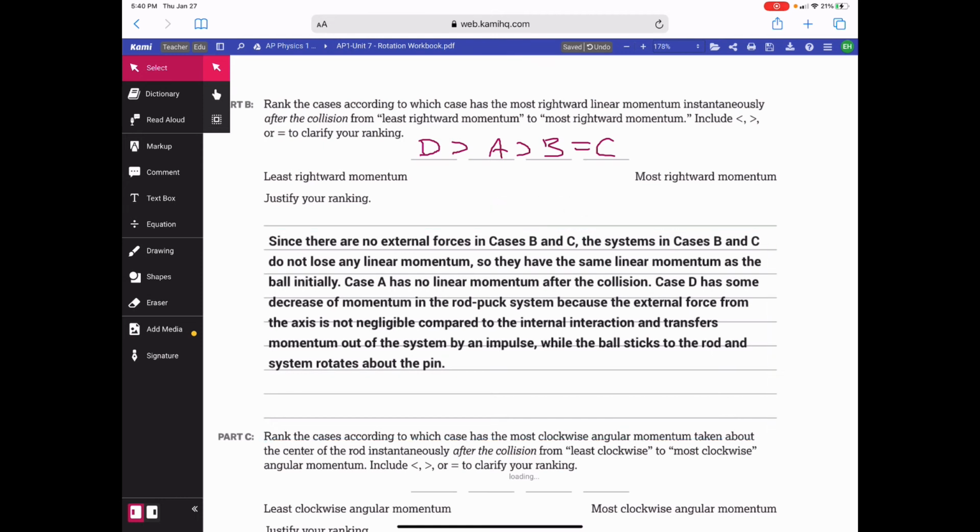Since there are no external forces in B and C, the systems in cases B and C do not lose any linear momentum, so they have the same linear momentum as the ball initially. Now, case A has no linear momentum after the collision. Case D has some decrease of momentum of the rod puck system because the external force from the pin is not negligible compared to the internal interaction. The internal forces between the puck and the bar colliding with each other transfer momentum out of the system by an impulse, while the ball sticks to the rod and the system rotates about the pin.